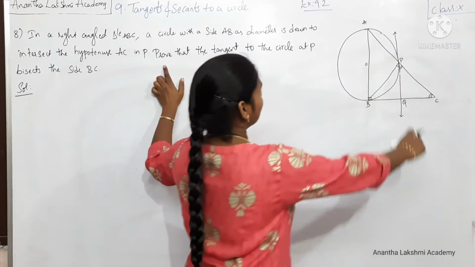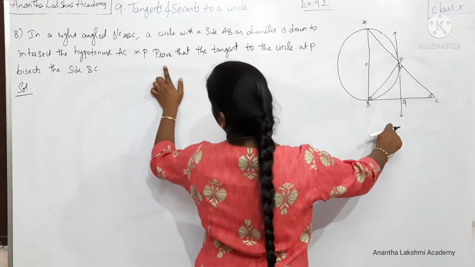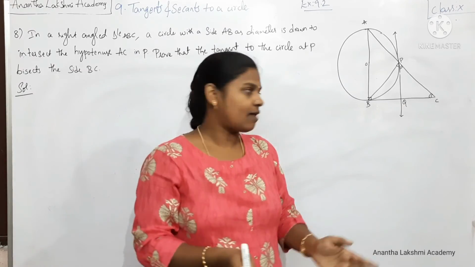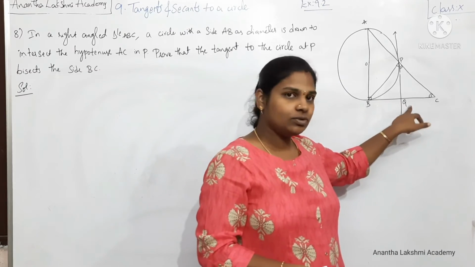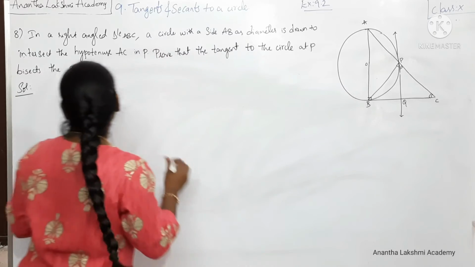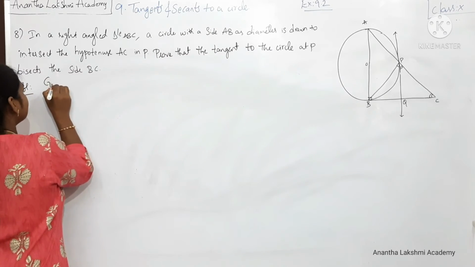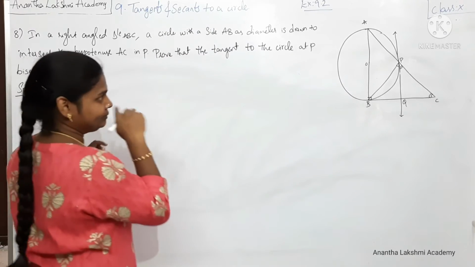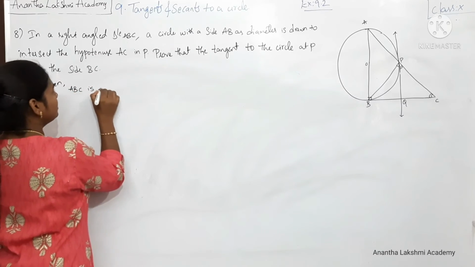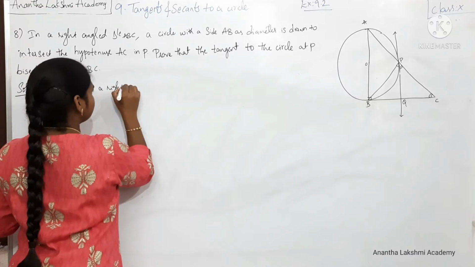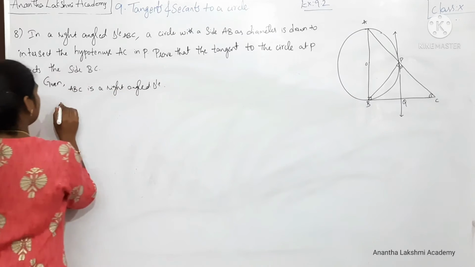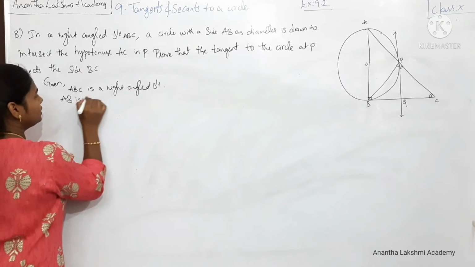Now prove that the tangent which is drawn to the circle, PQ, bisects the side BC. Bisecting means divides it into half. So as there is a point Q, BQ is equal to QC is what we are supposed to prove. Okay, let us quickly write what is given for us. What is given? ABC is a right angle triangle. AB is the diameter of the circle.